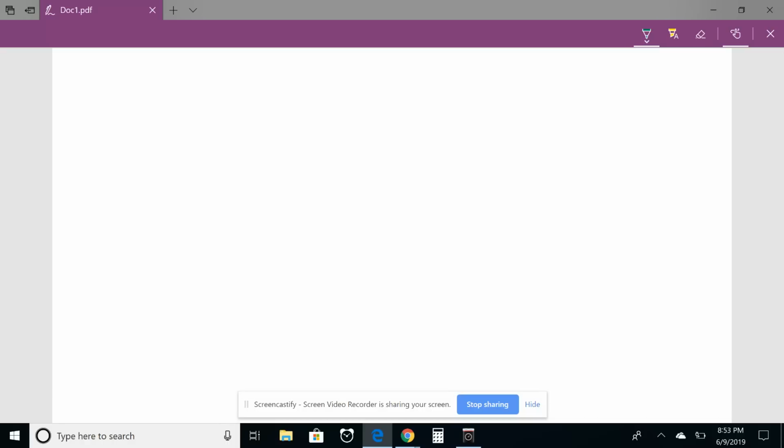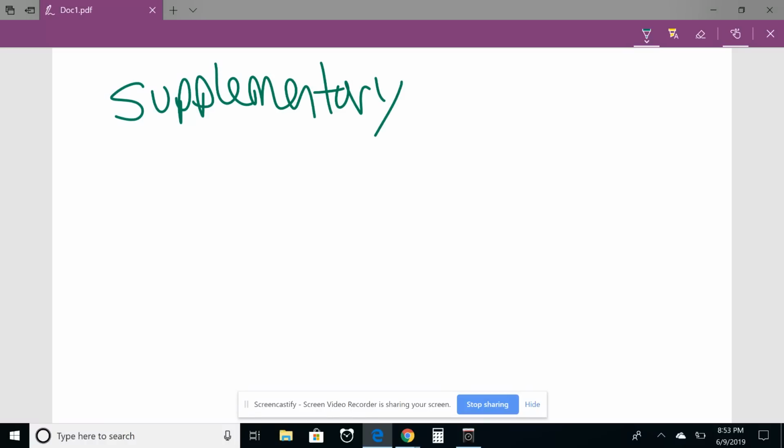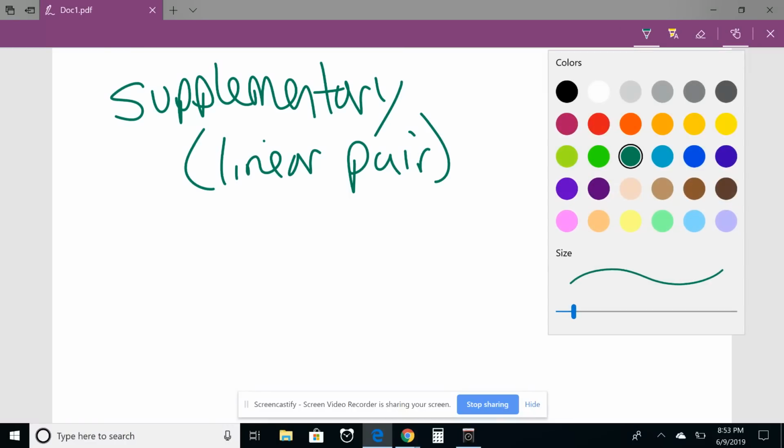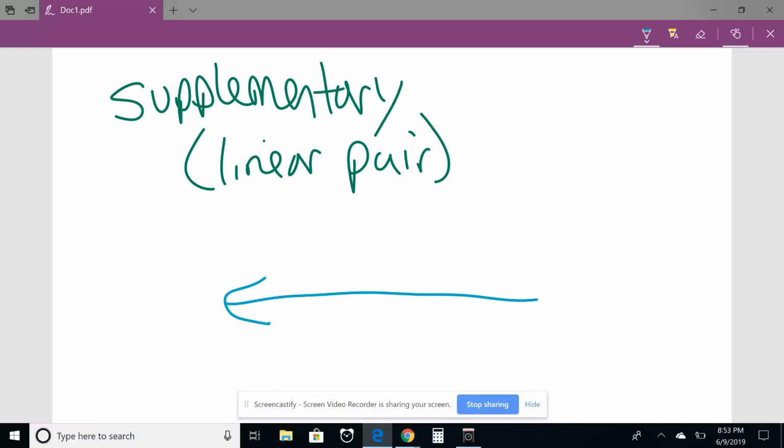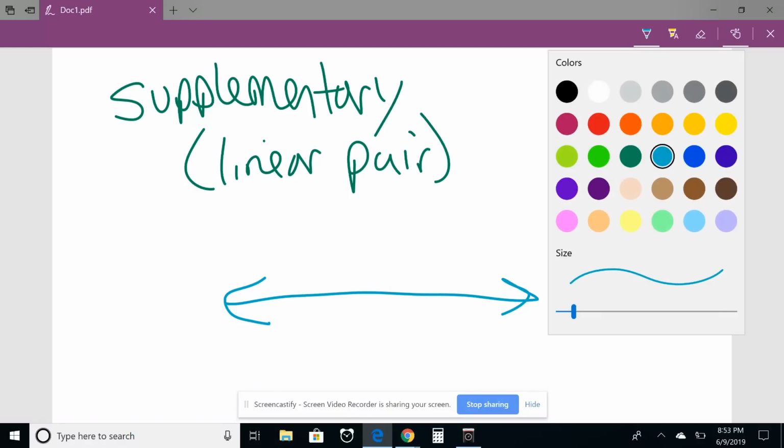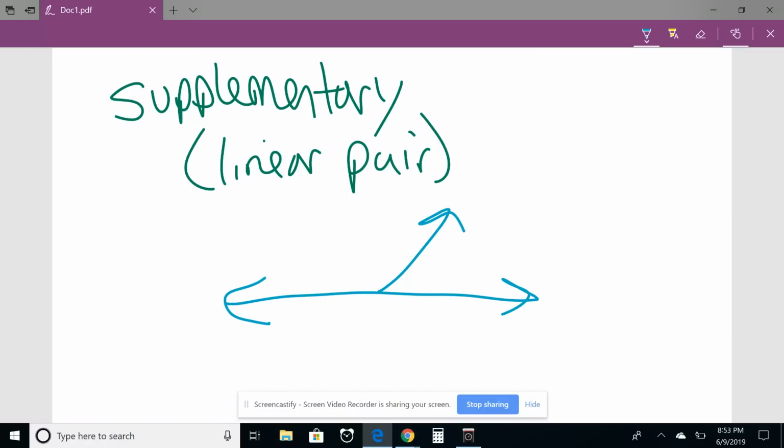Another type of relationship would be supplementary, or known as a linear pair. So two supplementary angles would look like this. You have a straight line right here, and we have two angles. We have this one right here, which we'll call 5x minus 3, and we'll call this 3x plus 4.